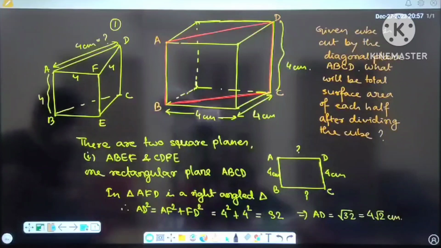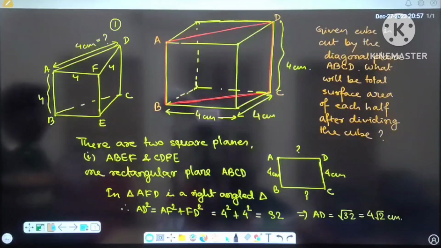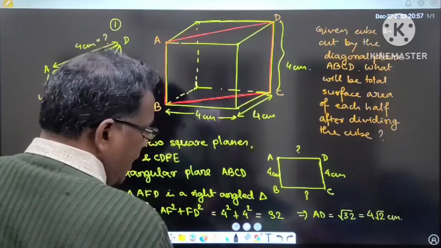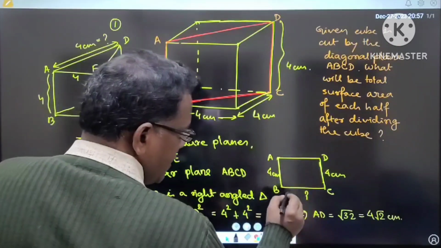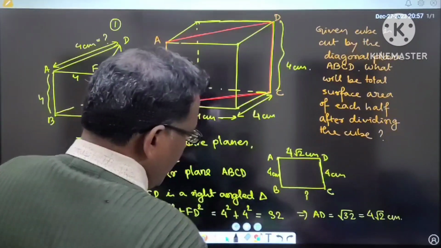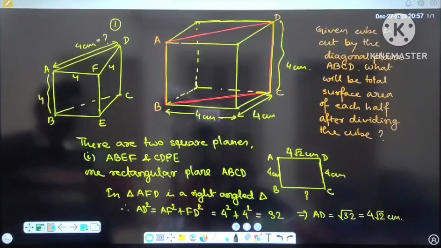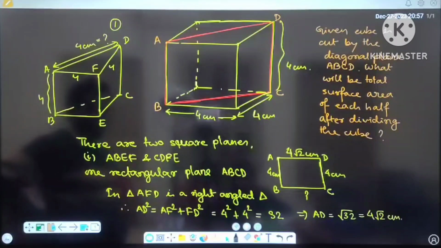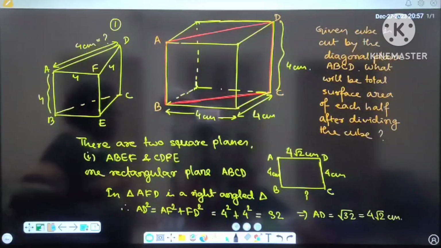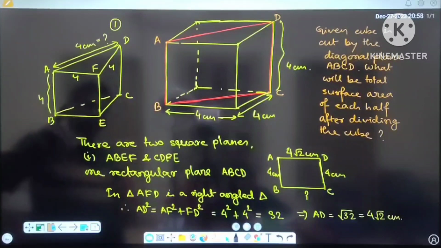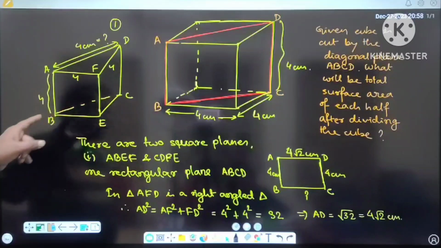So that means rectangle plane ABCD is known by both sides. One side was earlier known as 4 centimeter. So now I can say about the length AD, which is 4 root 2 centimeters. So this will help me to know the area of the rectangular plane ABCD. So that means I know the area of three surfaces, two square planes and one rectangular plane. Apart from these three planes, we are having two more planes, those which are triangular planes. And the triangular planes are AFD and BEC, right?